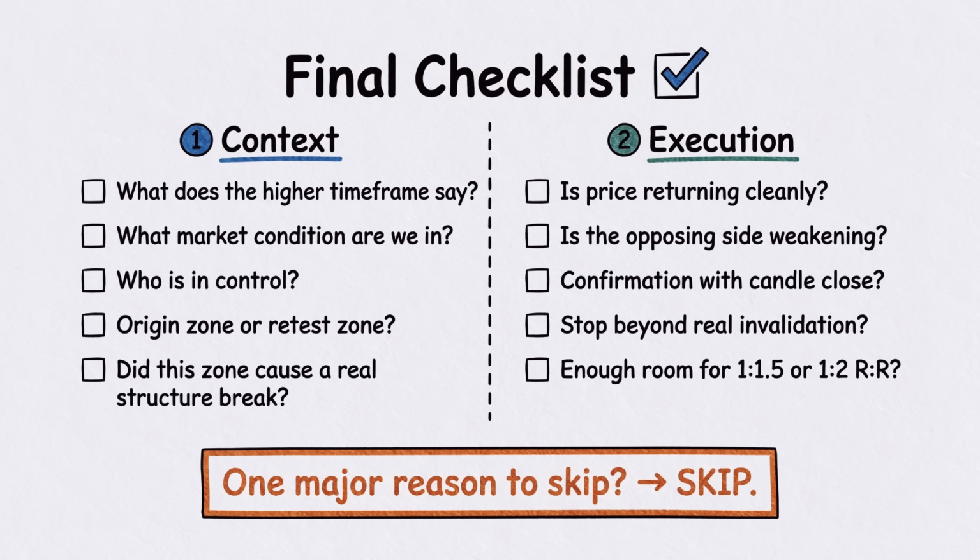Second, execution. Is price returning cleanly? Is the opposing side weakening? Do we have confirmation with candle close? Is the stop loss placed beyond real invalidation? Is there enough room for at least 1 to 1.5 or 1 to 2 risk to reward? And finally, is there one major reason to skip? If there is, skip. Do not trade every support and resistance level. Trade the zones where control was proven, not the zones that only look obvious.